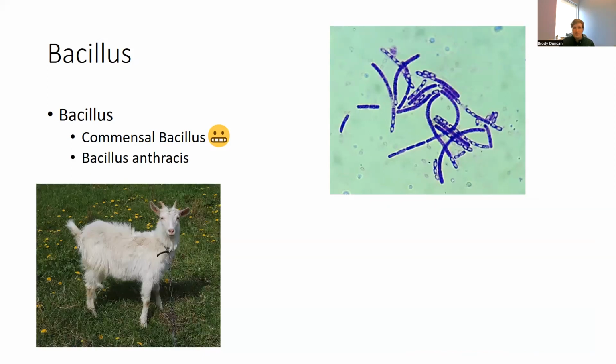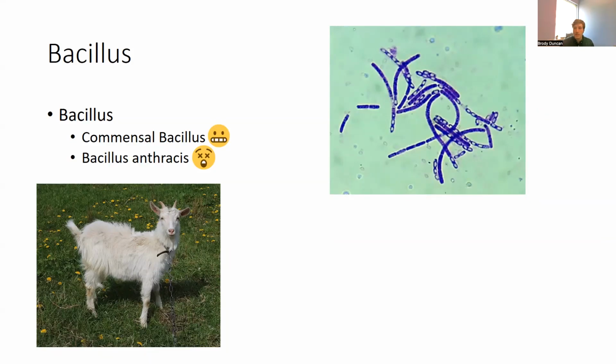I'll contrast that with Bacillus anthracis. So Bacillus anthracis is also a quote unquote environmental organism. You do find it in the outdoors and soil. You see it associated with animals like goats and horses and zebras and things like that. But Bacillus anthracis is not your friend. She is nasty. And Bacillus anthracis is not an organism that you would ever normally find in a human host.